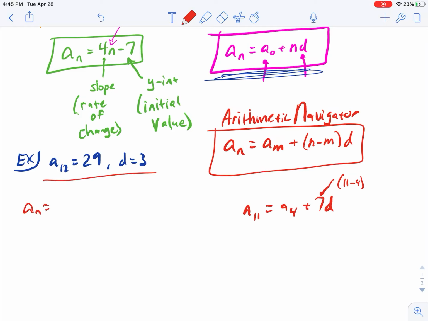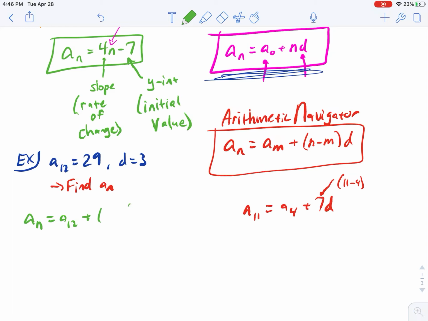So I call this the arithmetic Navigator Formula. It helps you navigate. You can find any term in a sequence. You can find equations. So now I'm going to do that with this.